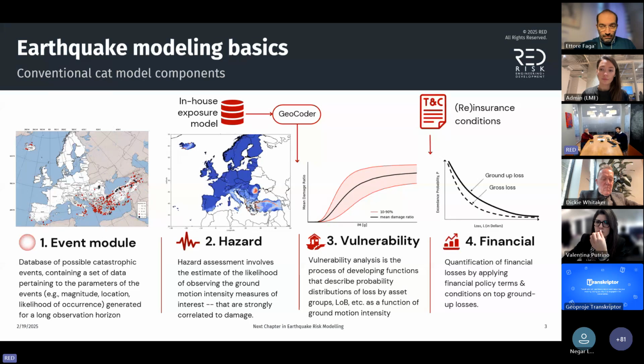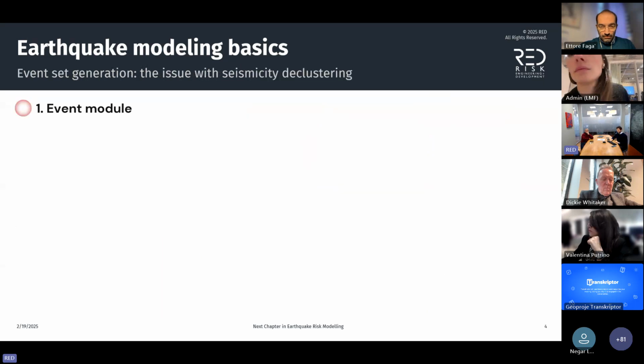Then the ground losses that come out of the vulnerability module are plugged into this financial calculation engine, coupled with some policy terms and conditions to be able to compute insured or reinsured losses. Now, we're going to focus ourselves predominantly on the event set generation because that's where the problem statement lies. And this is where we think that change is due.